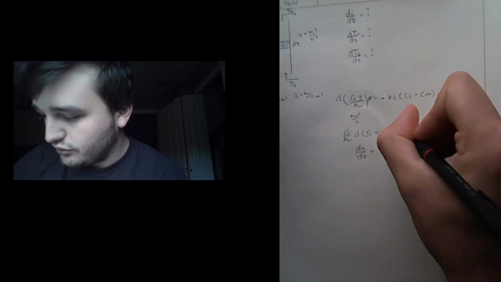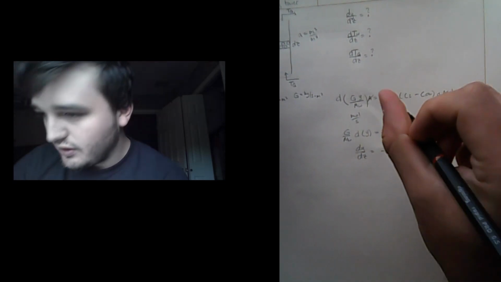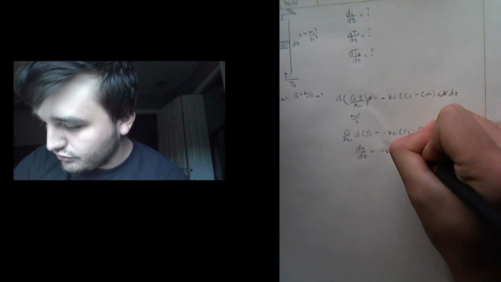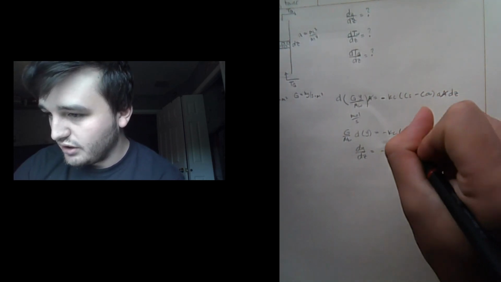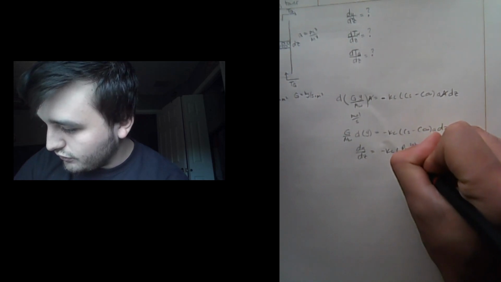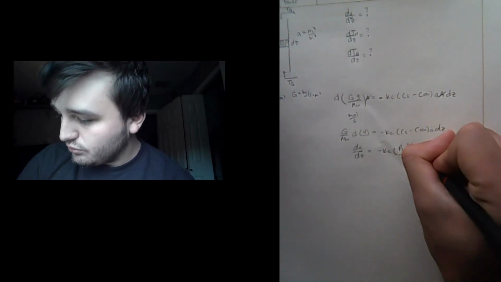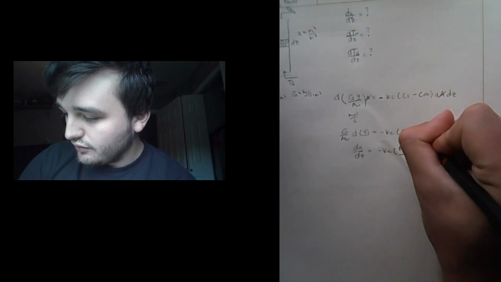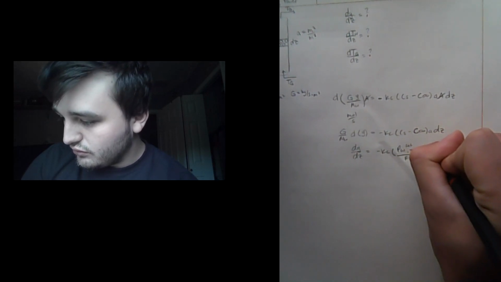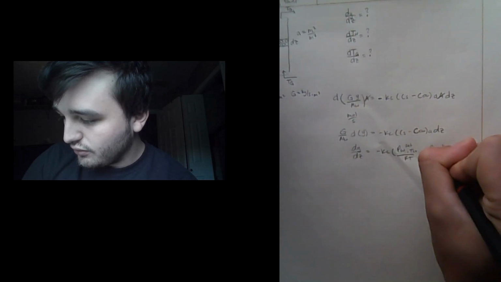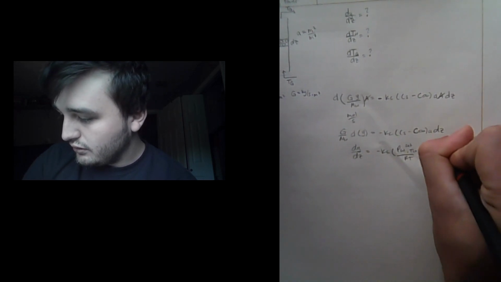So concentrations at the surface are simply going to be the saturated partial pressure of water at the given temperature Tw, because it's at the surface, over RT. Then we're going to subtract the concentration at infinity, which is the concentration of water in the air, and that's going to be the total pressure times the mole fraction of the water over RT.